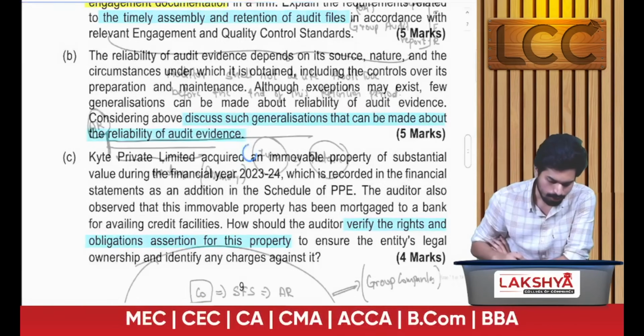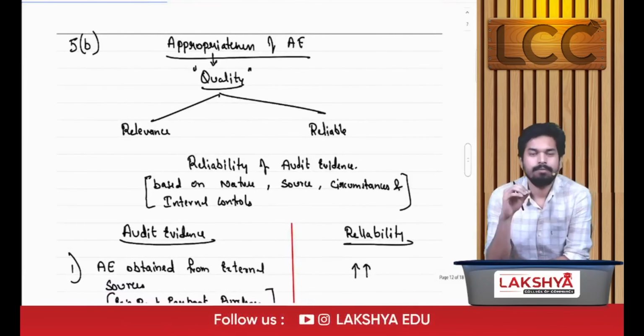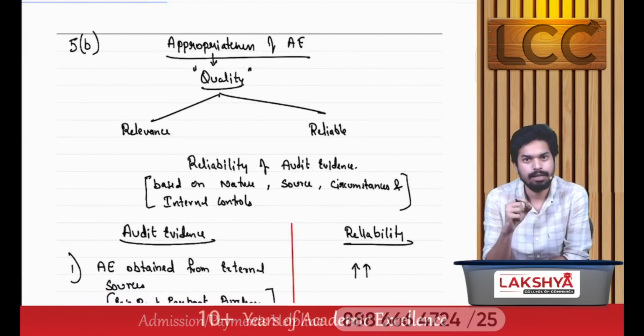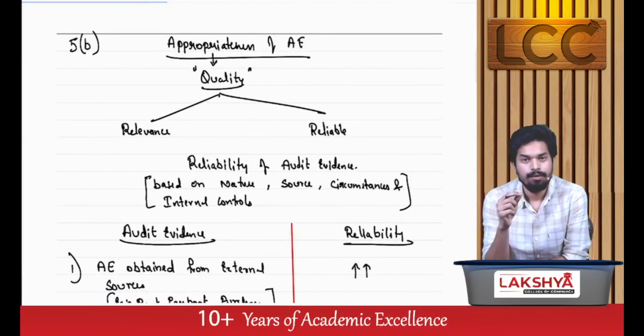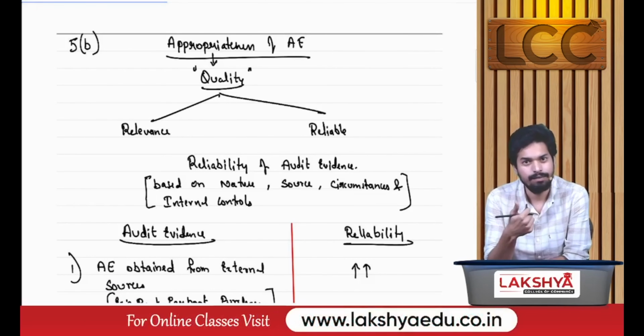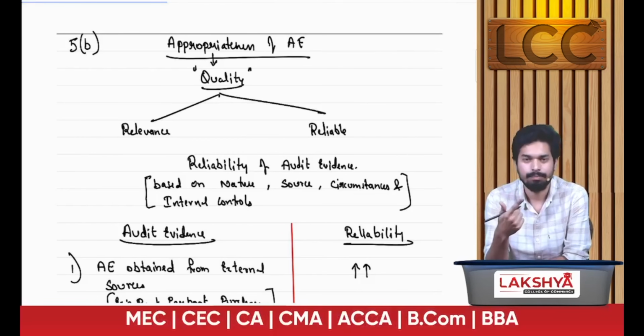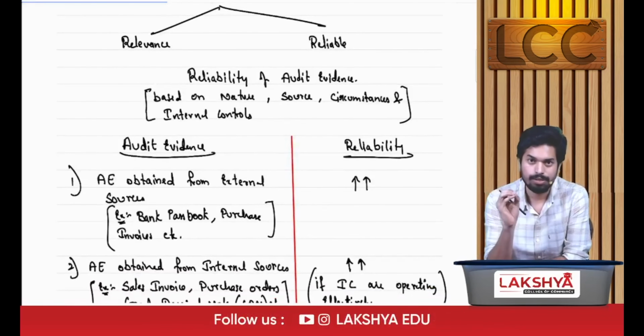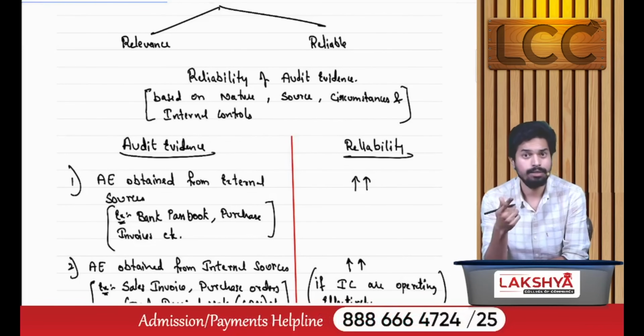See, as an auditor, for expressing an opinion, you need to obtain sufficient and appropriate audit evidence. You call the audit evidence you have obtained appropriate when it is relevant and reliable. The reliability of audit evidence is based on the nature, source, and circumstances, and along with that, internal controls also.